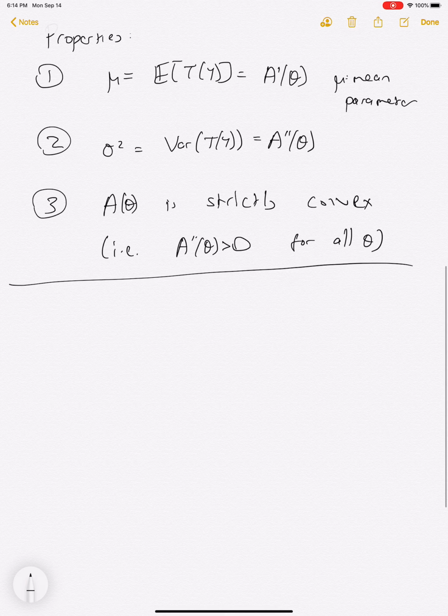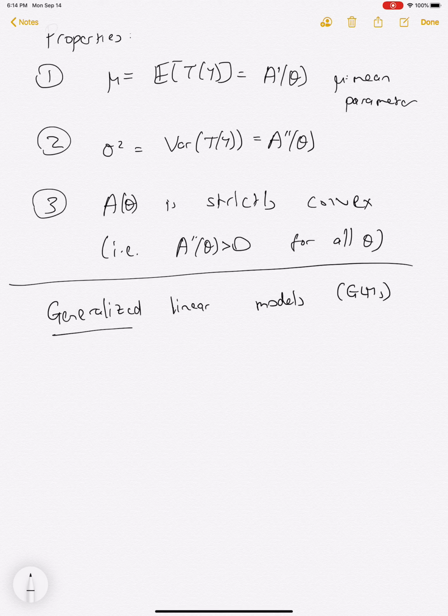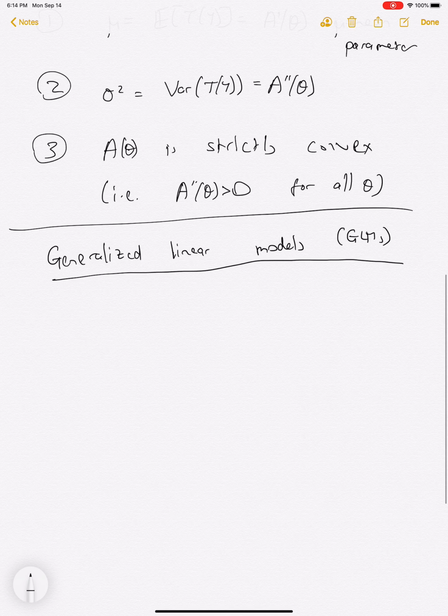Remember that this is going to be the segue, the building block, for generalized linear models. A couple of lectures ago, we introduced this concept, but didn't really have the building blocks of exponential families yet, or an understanding of that key building block. Now that we have that building block, we can properly define it and go into a little more detail about generalized linear models using what we know about exponential families.